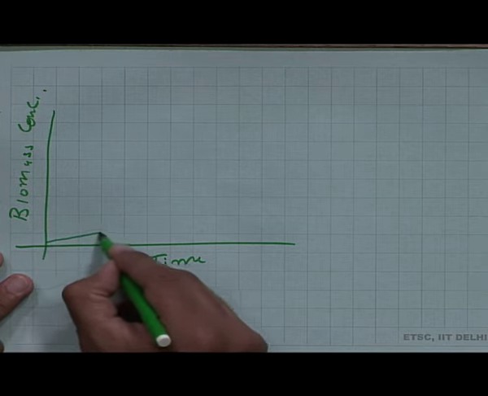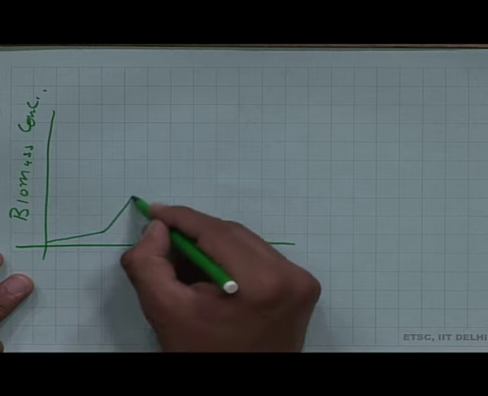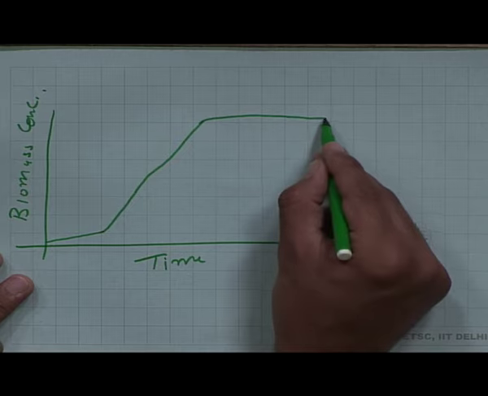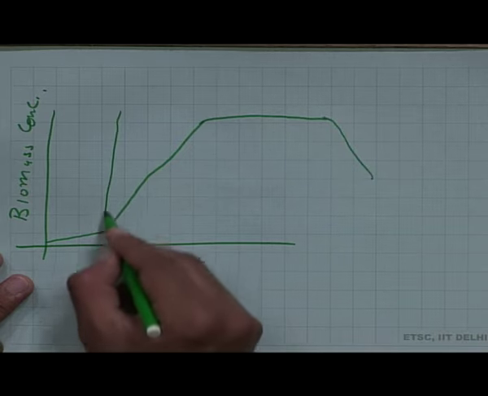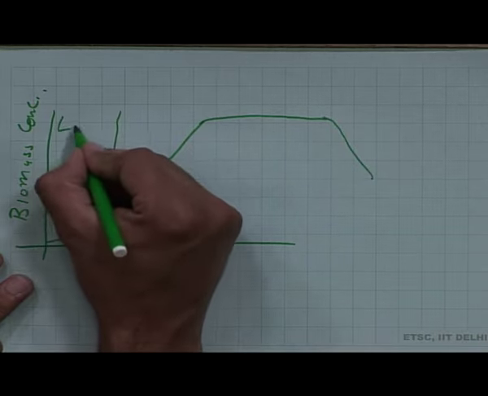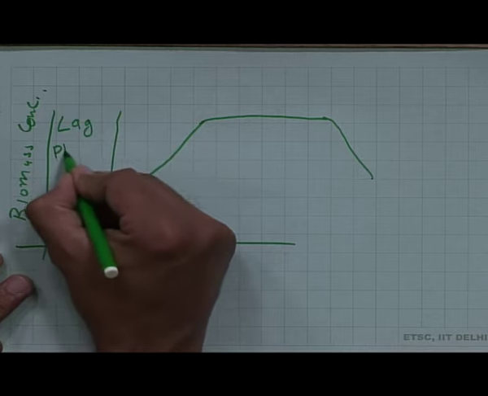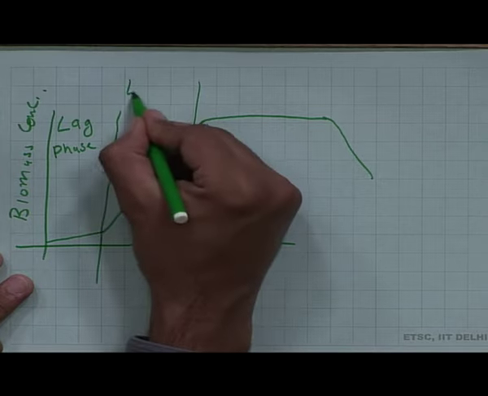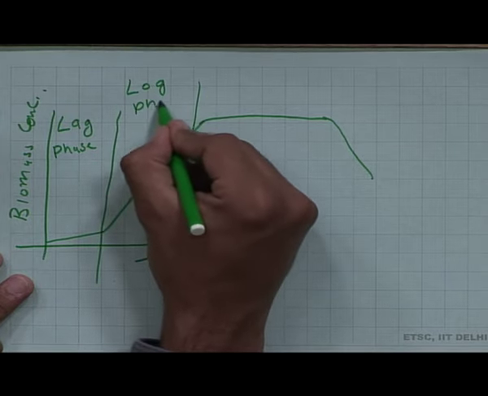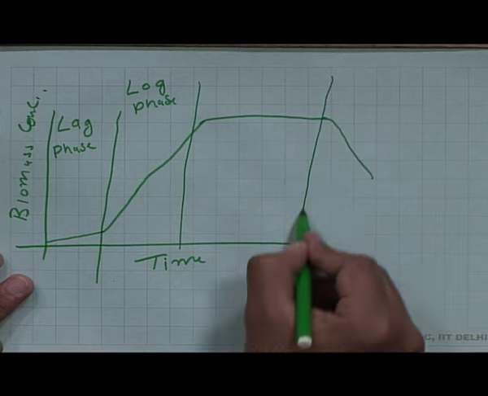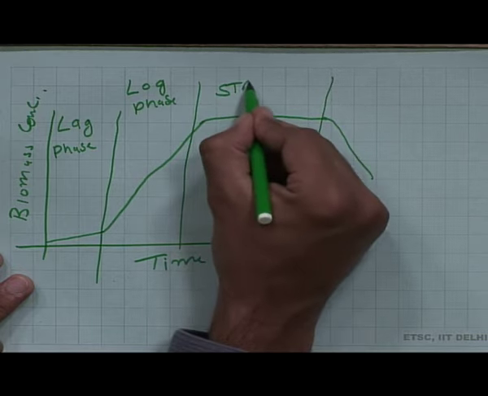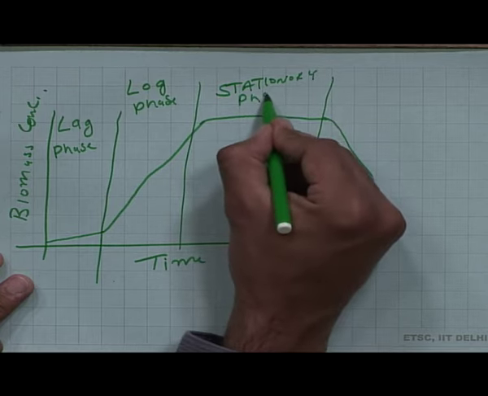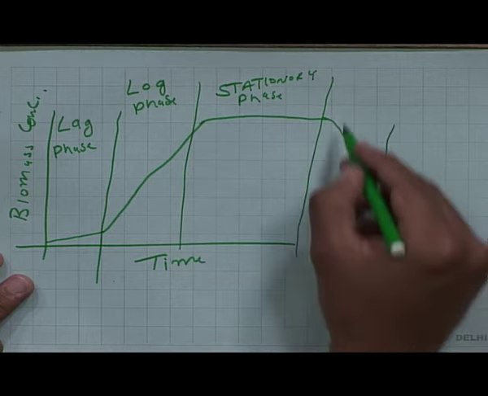So, you know the growth phases. You have a lag phase, then you have an exponential phase, then you have a stationary phase, and then you have a death phase. Okay. So, this is your lag phase. This is exponential phase, also called log phase. This is stationary phase and this is death phase.